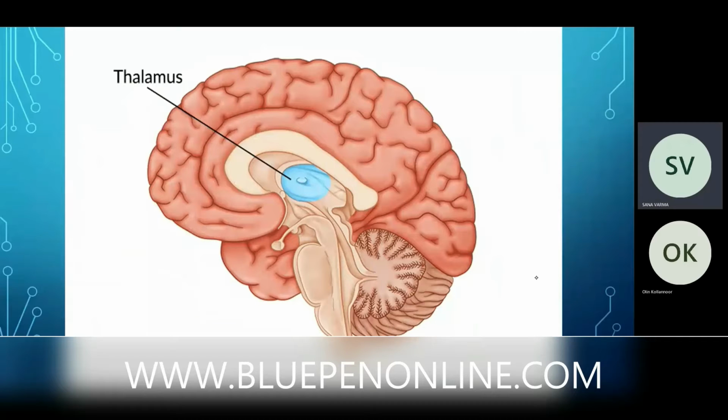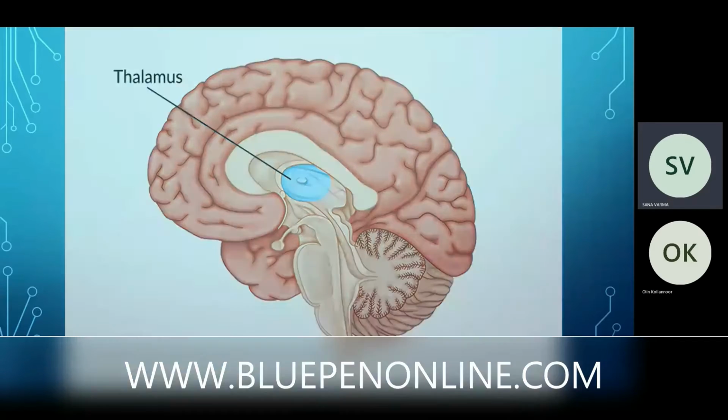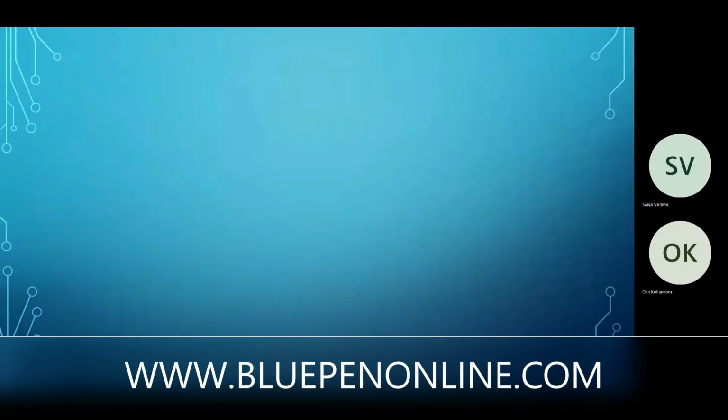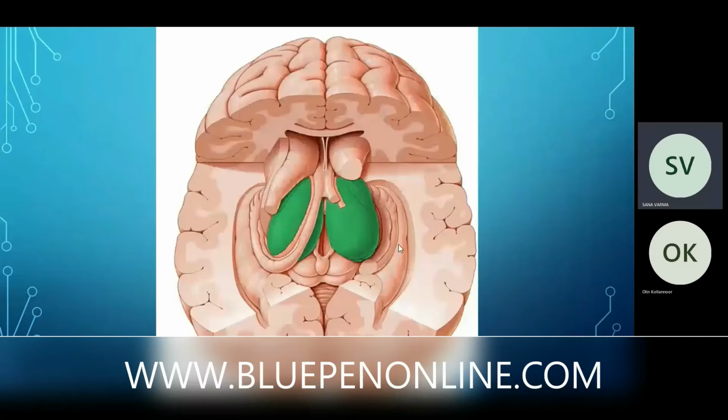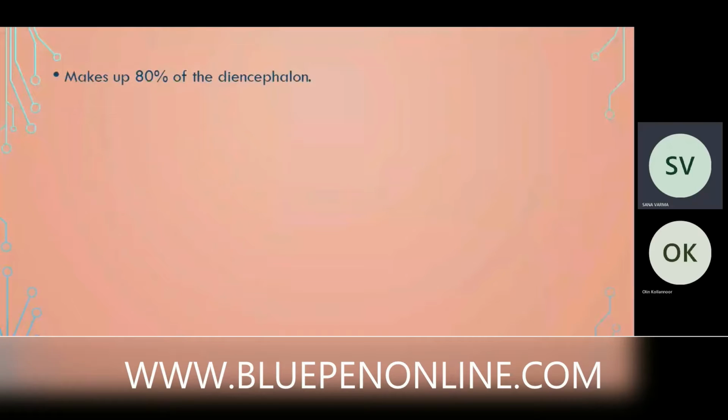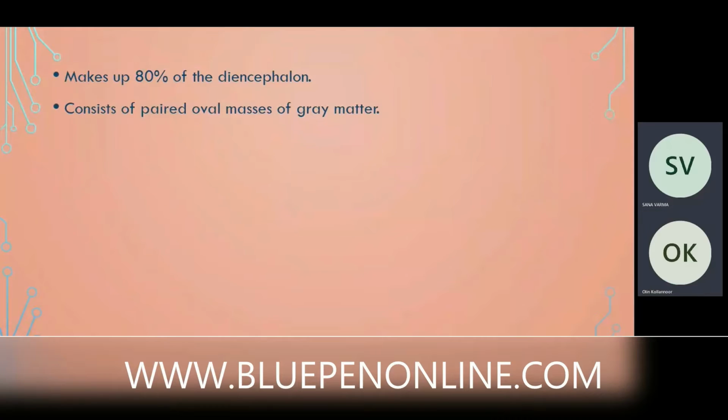So the thalamus is an oval-shaped structure. There are two thalami, and they make up almost 80% of the diencephalon. This is the thalamus when we see it from the top view. These green masses are the thalami. It consists of paired oval masses of gray matter.